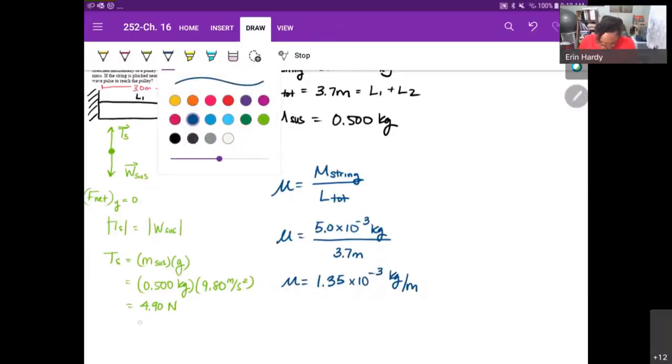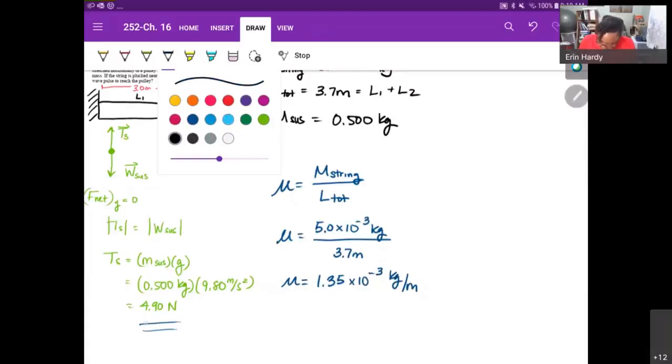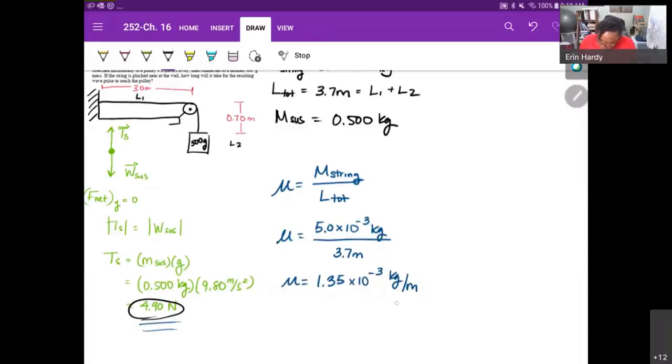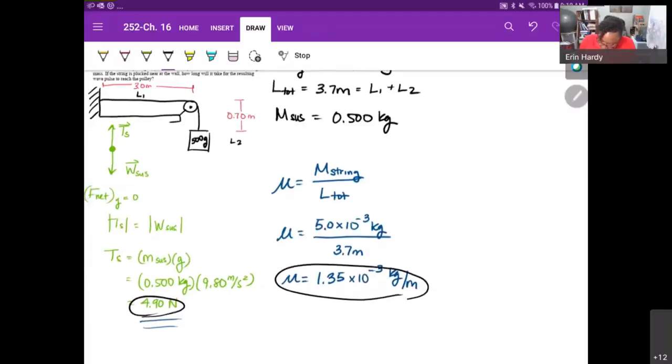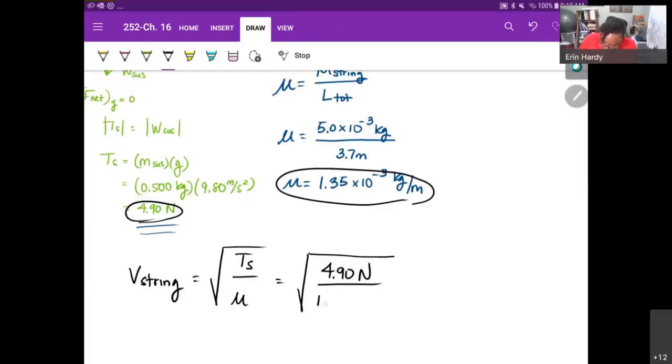But we have now this tension that we can combine with mu. So we make some space down here. The speed of a wave on this string is going to be the square root of the string tension divided by mu. So the square root of 4.90 newtons divided by 1.35 times 10 to the negative 3 kilograms per meter.